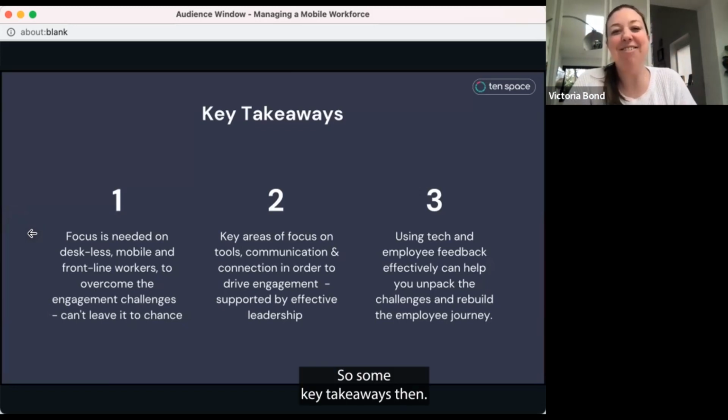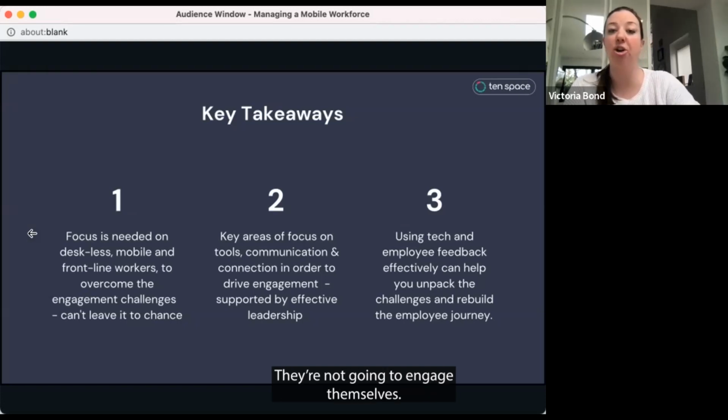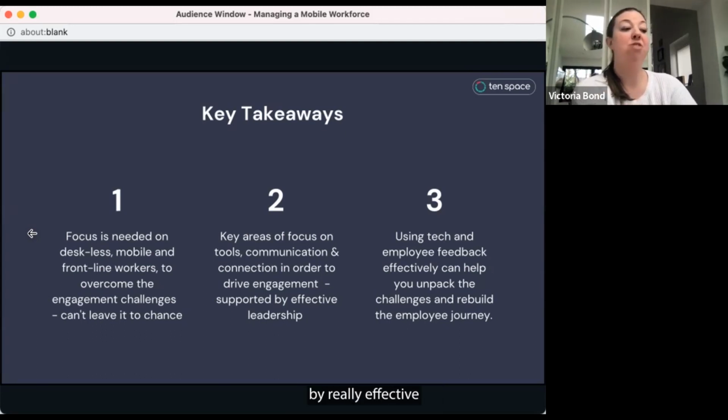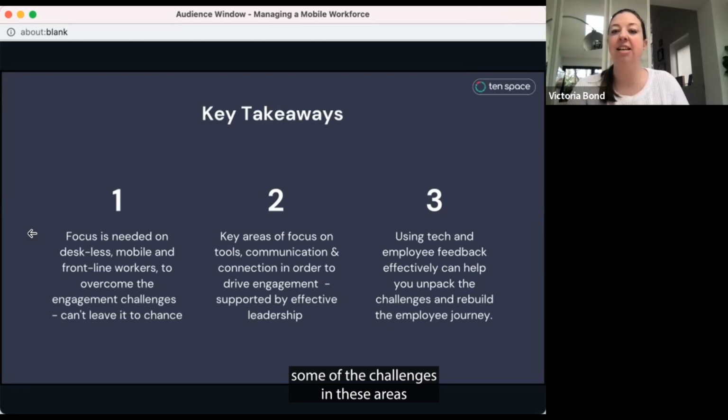Okay, so some key takeaways then. Focus is really needed on deskless, mobile and frontline workers to overcome engagement challenges, and we just can't leave it to chance for this population. They're not going to engage themselves. Key areas of focus are on tools, on communication, and on connection in order to drive engagement. And that really does need to be underpinned by really effective and really engaged leadership teams. And then using tech and employee feedback effectively can really help to unpack some of the challenges in these areas and really start to rebuild the employee journey.